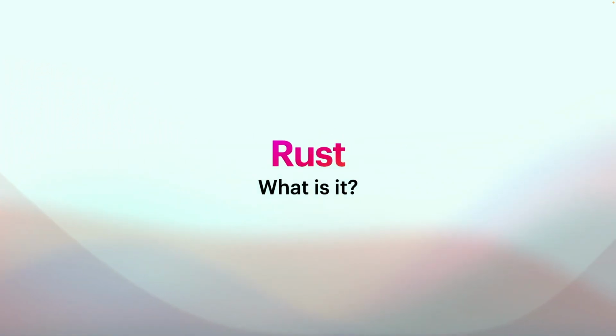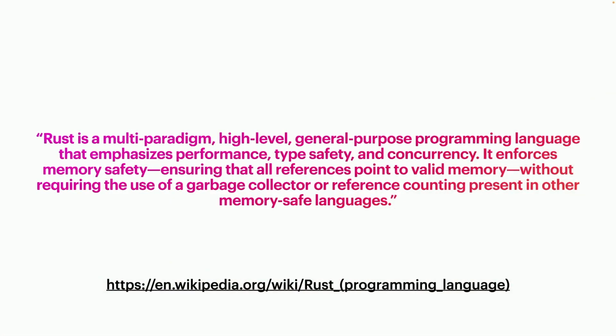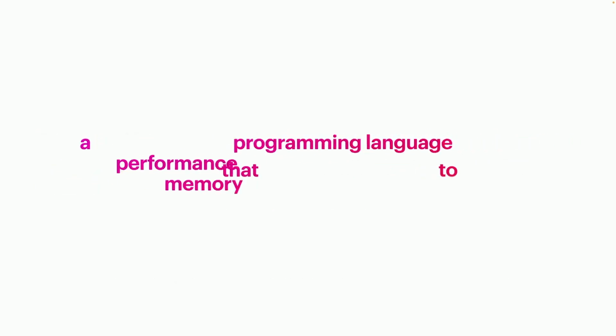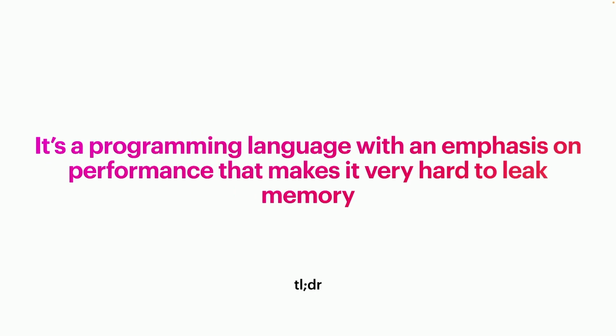So let's start with a short introduction into what Rust actually is. To quote Wikipedia, it's a multi-paradigm, high-level, general-purpose programming language that emphasizes performance, type safety, and concurrency. It enforces memory safety, ensuring that all references point to valid memory without requiring the use of a garbage collector or reference counting present in other memory-safe languages. Or to paraphrase, it's a programming language with an emphasis on performance, and it makes it very hard to leak memory.